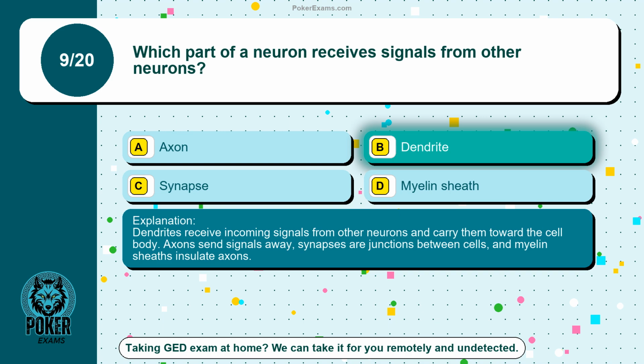Dendrites receive incoming signals from other neurons and carry them toward the cell body. Axons send signals away, synapses are junctions between cells, and myelin sheaths insulate axons.